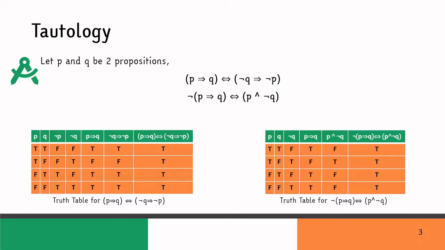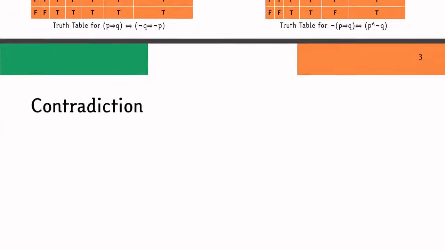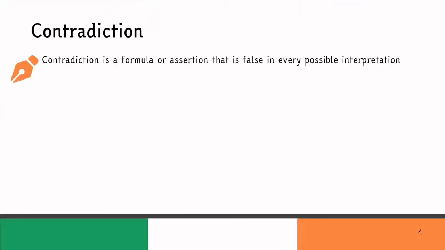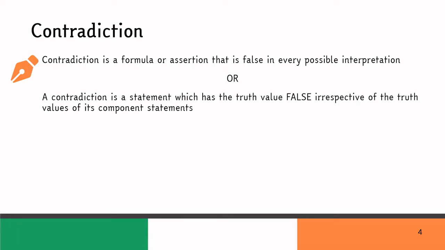Let's discuss the opposite of all this, contradictions. A contradiction is a formula or assertion that is false in every possible interpretation. Or in other words, a contradiction is a statement which has the truth value false irrespective of the truth values of its component statements.